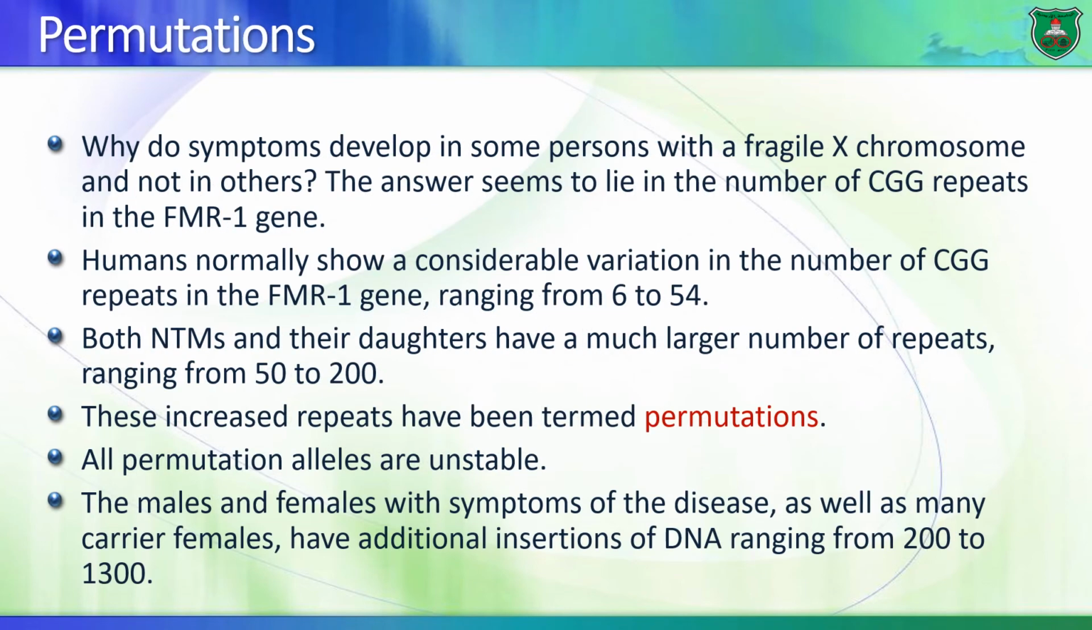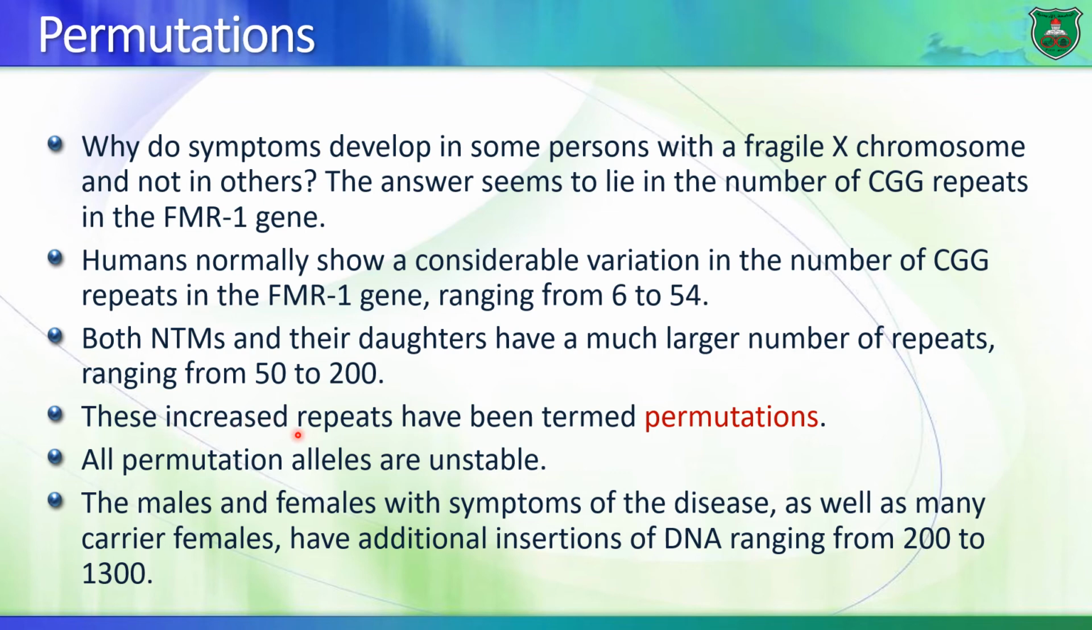Now, this phenomenon, by the way, is known as premutation. Premutation means alteration, change. So what happens here is, in a normal individual, the number of repeats would be about 6 to 54 repeats. In normally transmitting males and their daughters, the number of repeats increases from 50 to about 200. This increase, by the way, is known as premutation.